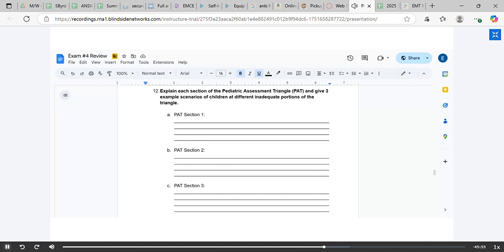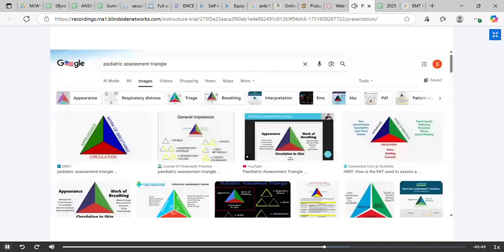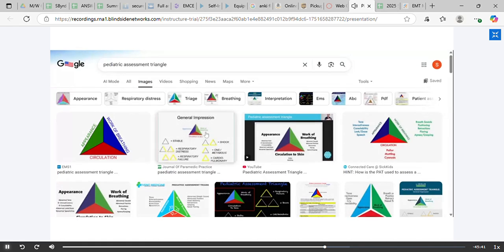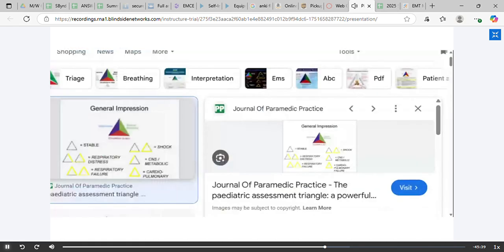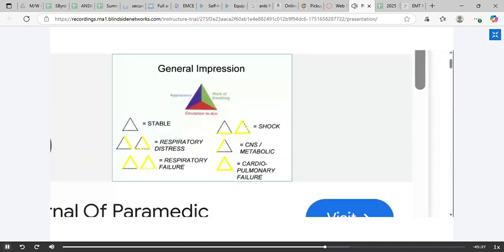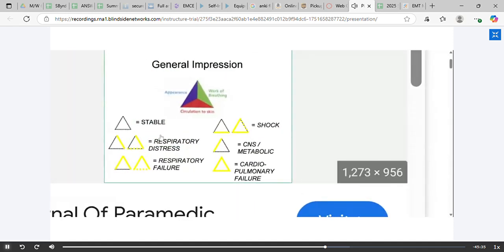If I can spell pediatric assessment triangle. There we go. Okay. This is a great picture. So here's our triangle.